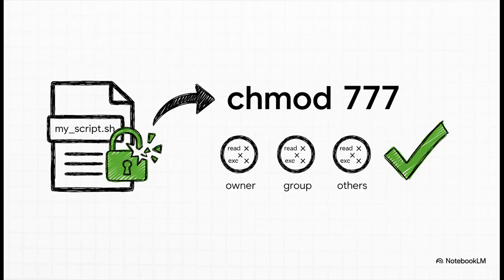So when we run the command chmod 777 on our script, you can see what's happening. The first 7 gives full permission to the owner, that's you. The second 7 gives full permission to the group, and the third 7 gives full permission to everyone else. It's like giving everyone a master key. Now when we try to run our script again, it's finally going to work.